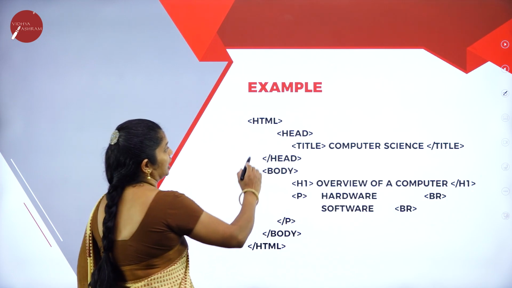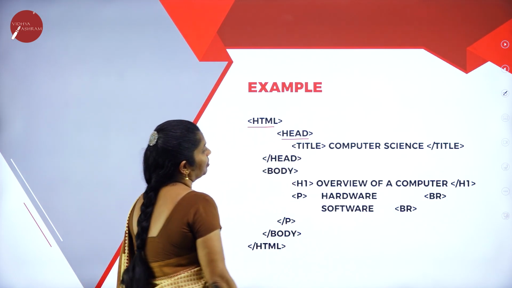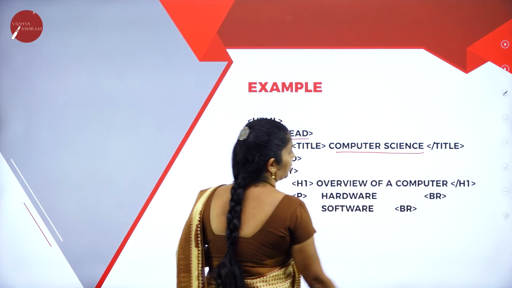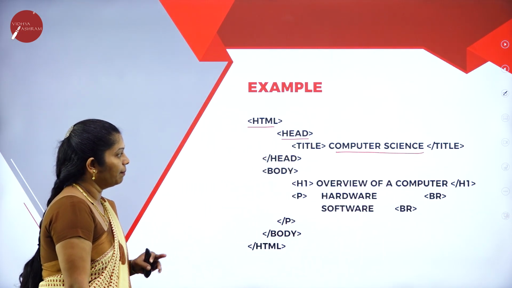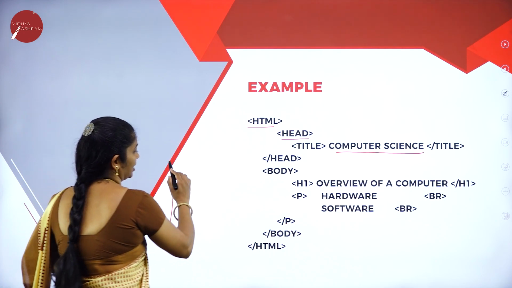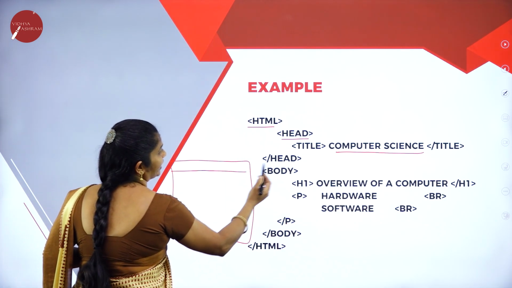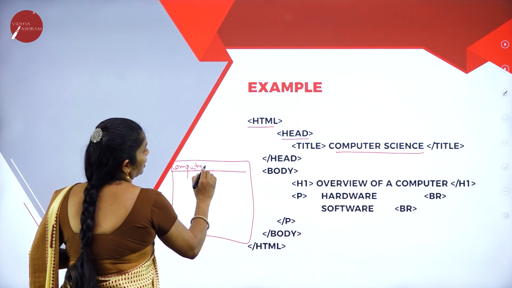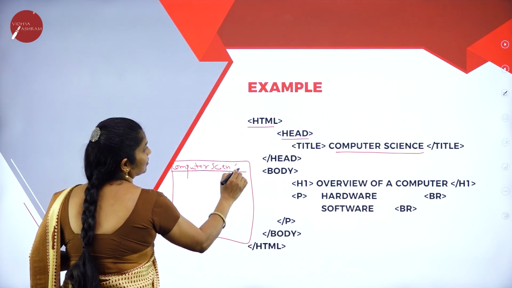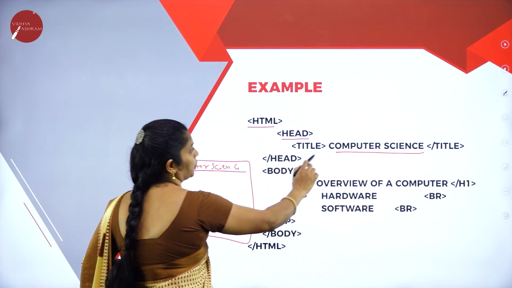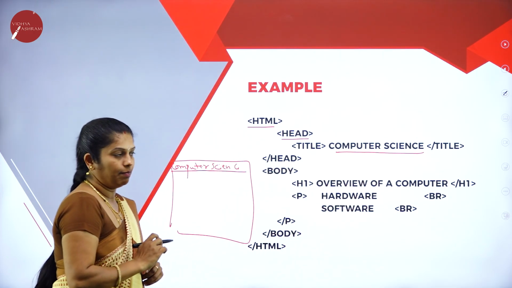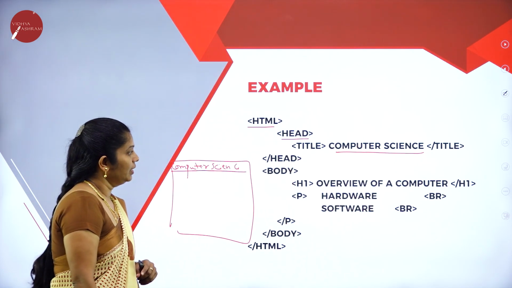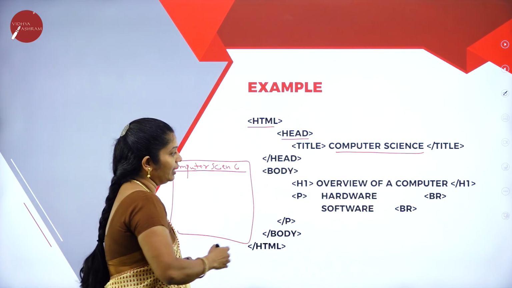Consider here HTML, then head, then title. Inside the title we have written computer science. Then what happens in the title bar? Consider this is your output document. In the title bar, it will display computer science. Whatever you write in the title, that will display in the title bar. Then we are closing the title, and also closing the head. Afterwards, we are opening the body.